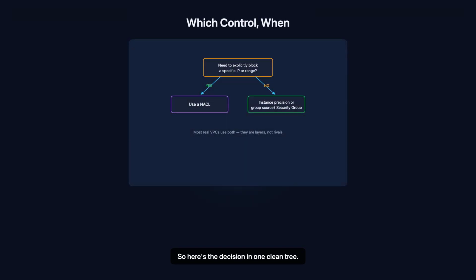So here's the decision in one clean tree. Ask yourself, do I need to explicitly block a specific address or range? If yes, you need a NACL. It's the only control that can deny. If no, and you want instance-level precision or the ability to reference a group as your source, you want a security group. But notice the line at the bottom, because it's the real answer for Megacorp. Most well-designed VPCs use both. They aren't rivals, they're layers. Tight security groups on your instances, plus a NACL deny layer at the subnet edge for known bad ranges.